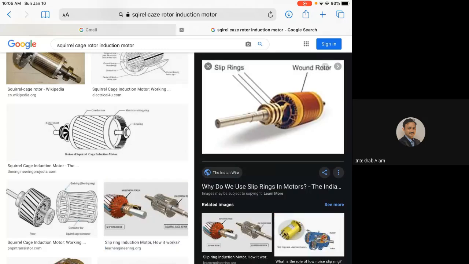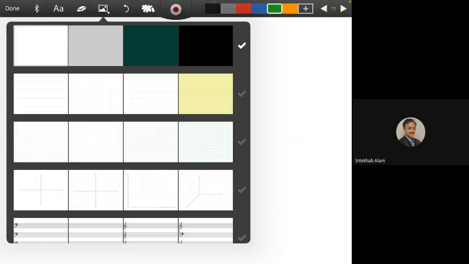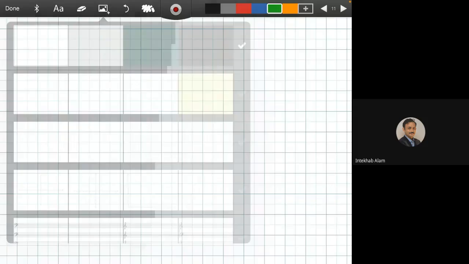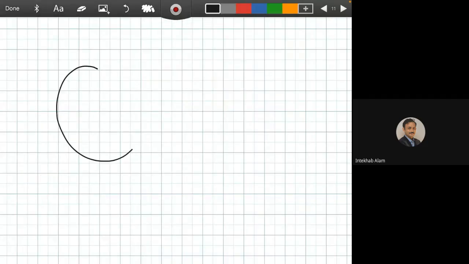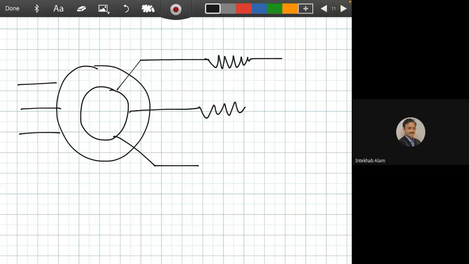Whenever we use a wound rotor induction motor, there is the stator, and inside there is a rotor, and the rotor has slip rings. This is the slip ring connection. So if we use a three-phase rheostat here, it is very common, like a three-phase variac.